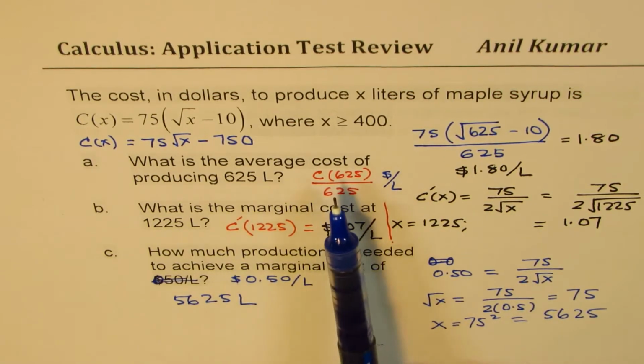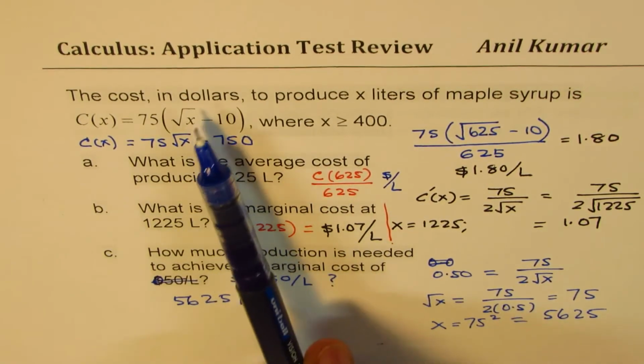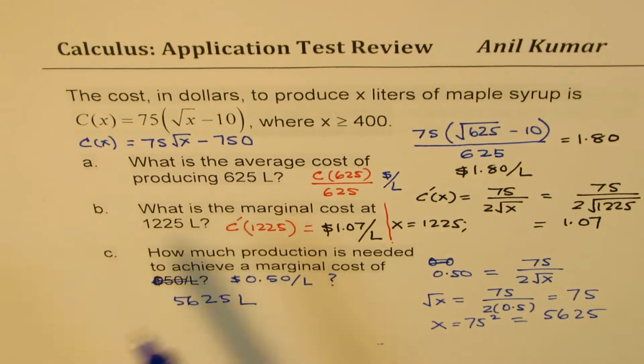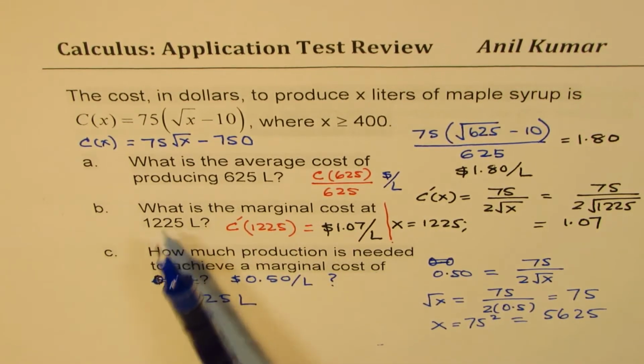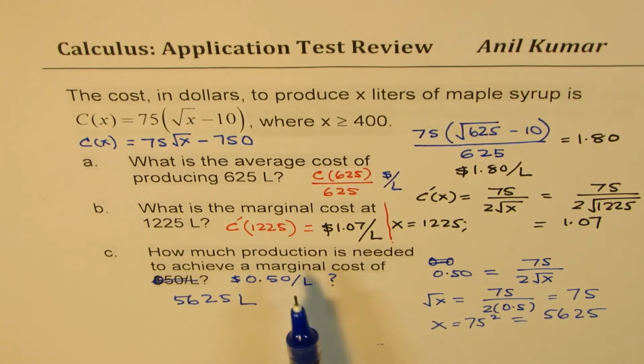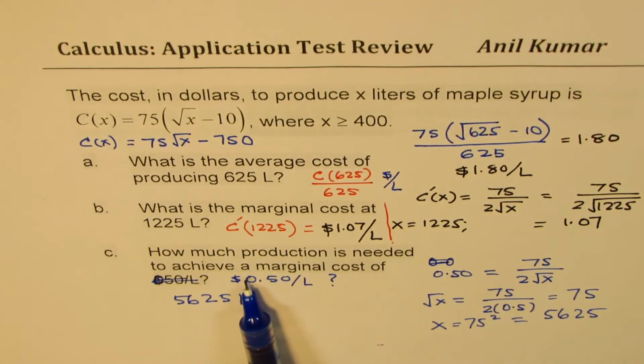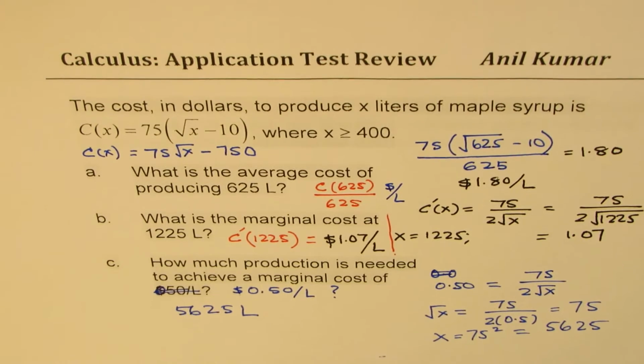So I hope all this is very clear. So what we did was, to find the average cost, we found the cost divided by the total amount. To find marginal cost, we found the derivative, substituted the level, and this was kind of reverse calculation. We are given the marginal cost, we need to find the level, correct? So let's move on to the next question now.